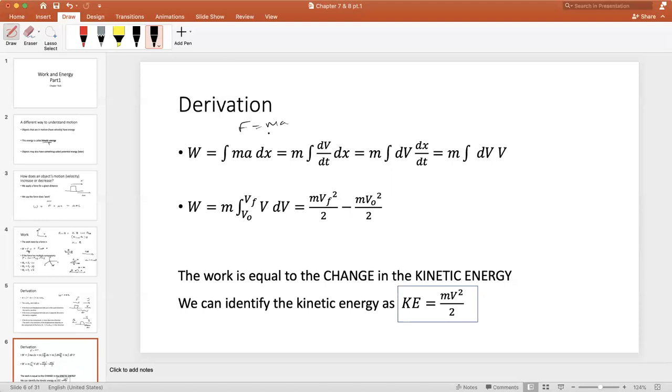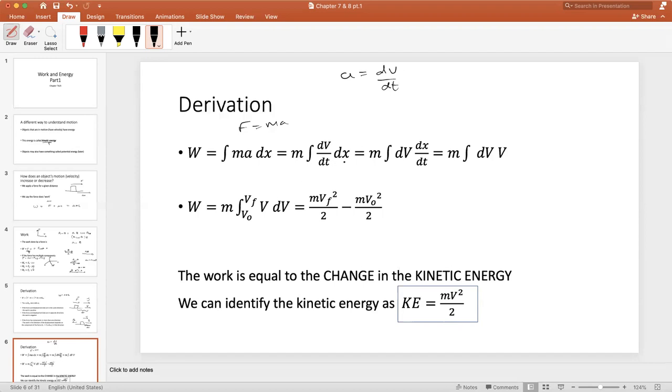Now, in chapter 9, at the very end, we're going to see what happens if the mass were not constant. But for 7 and 8, and a lot of 9, we're going to assume that the mass is constant. Once I've done that, I can pull the mass out in front. And if I remember that a is dv dt, I can substitute dv dt in for a into my integral.